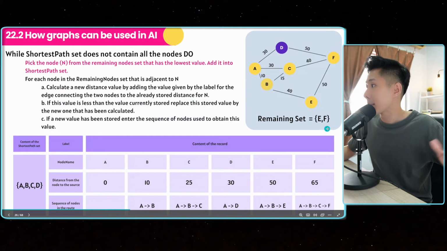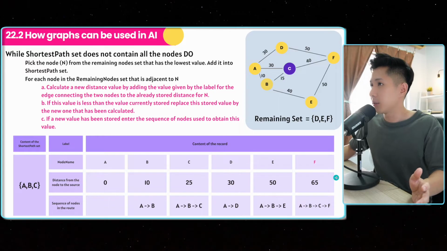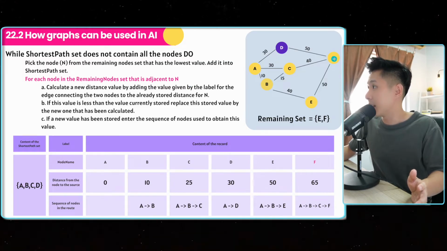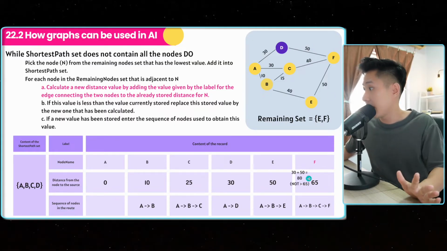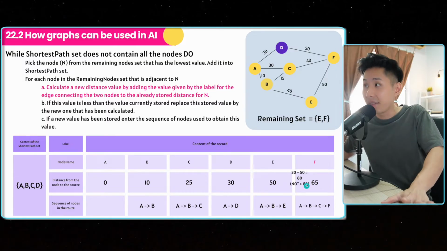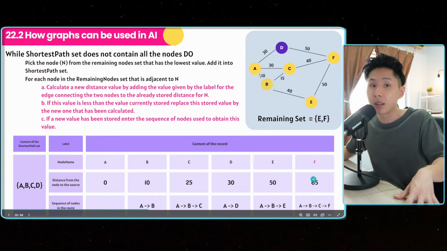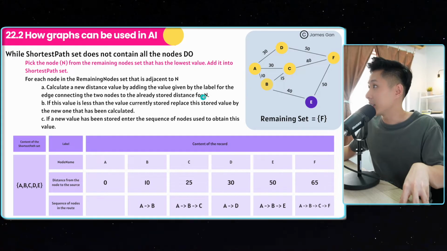No more C. And we're going to look into D next because D has the lowest weight value. We pick D. And for each node that is adjacent to D, those adjacent are A and F, but we're only considering F. So we calculate a new distance value. D has 30, and the weight of the edge is 50. 30 plus 50 is 80, and it's not less than 65. This is why I do not update the value of F here, because it is not the shortest path from A to F.